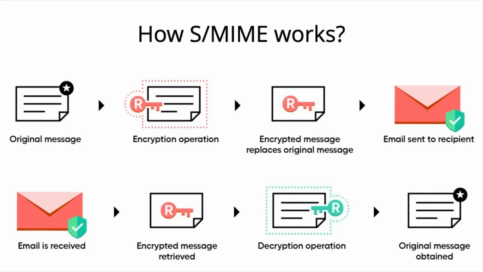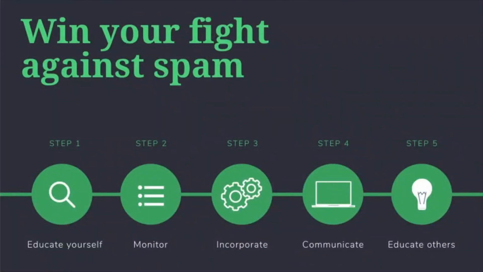In the fight against spam emails, there are 5 important steps that everybody needs to follow. One: educate yourself, monitor, incorporate, communicate, and educate again. If you keep doing this, if you share what you have learned on any platform that you might have access to or even to a friend, then our email world will be a better place.